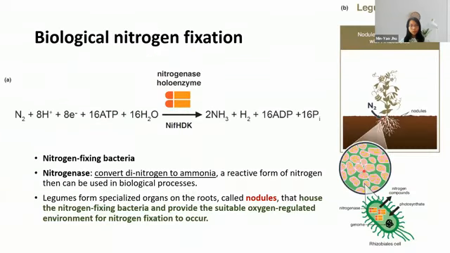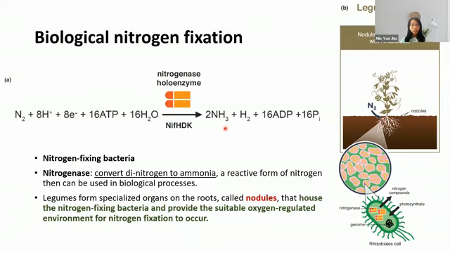So how do we do this? We start by learning from nature, using the biological nitrogen fixation process. Nitrogen-fixing bacteria have a specialized enzyme known as nitrogenase, which is able to convert the most abundant form, dinitrogen, to ammonia. This is a reactive form of nitrogen that can be utilized by plants and used in other biological processes. However, nitrogenase is very sensitive to oxygen.